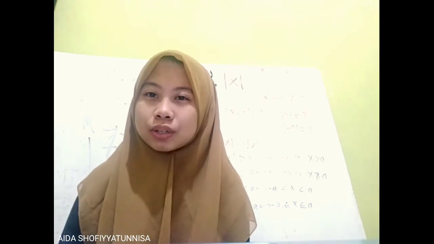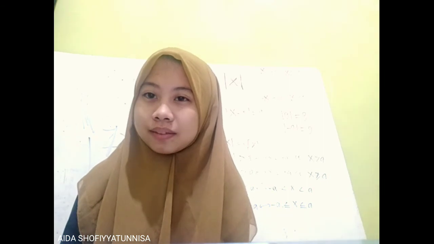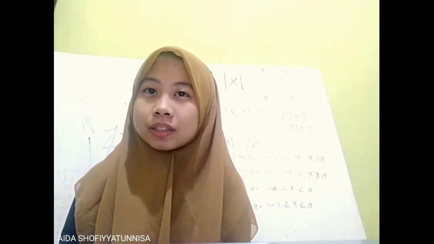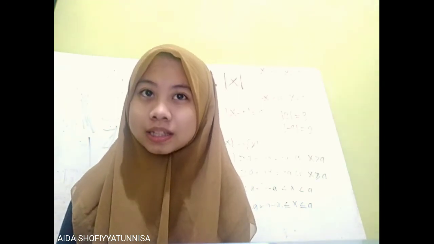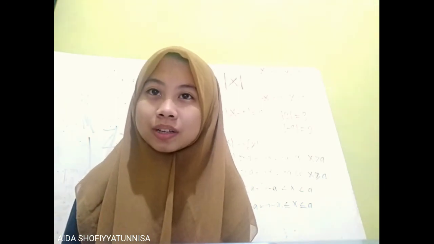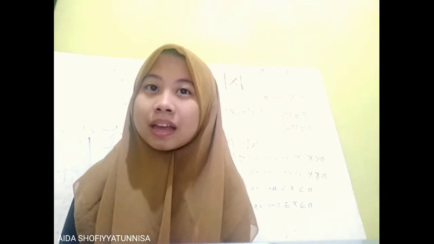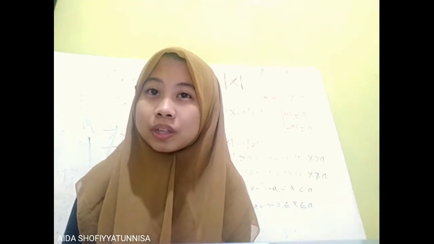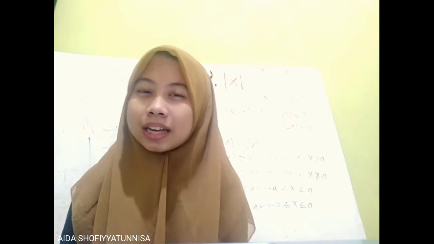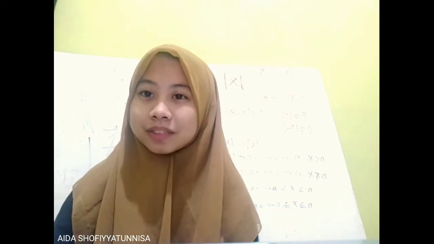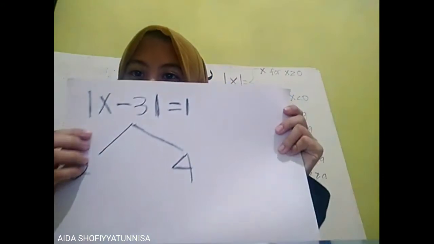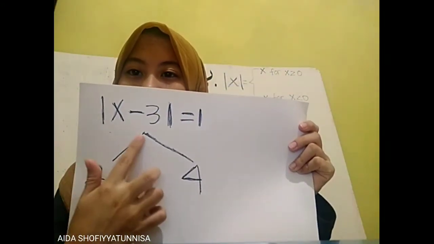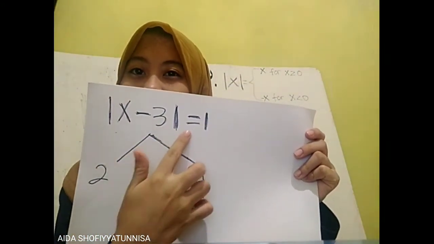Example of the application of absolute value in everyday life. For example, the record time of a student working is x minutes. Because the student's time record can be faster or slower by 1 minute than the average time, which is 3 minutes, and the length of time cannot be negative, the model in the form of an absolute value equation is absolute x minus 3 is 1.